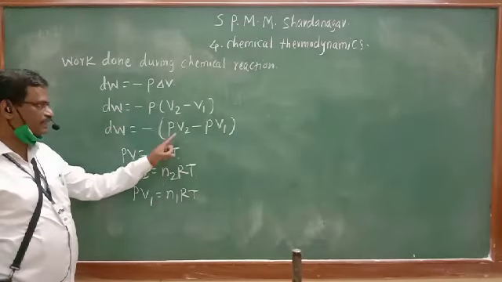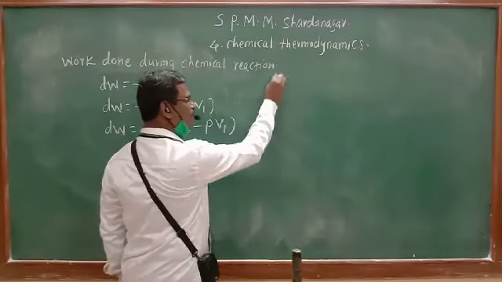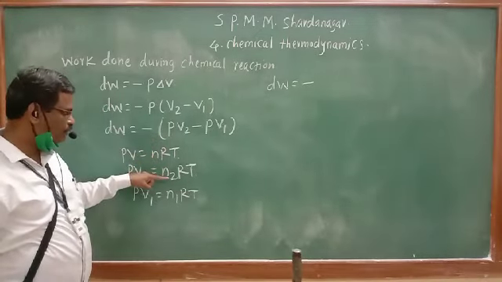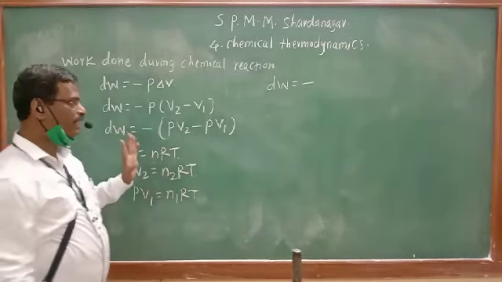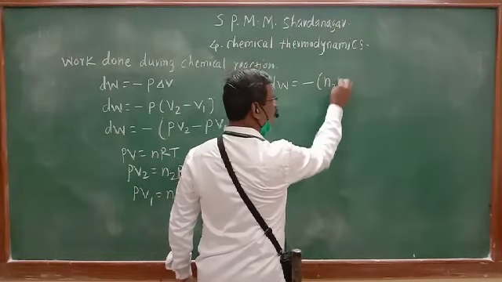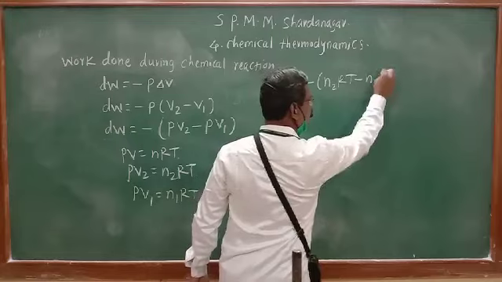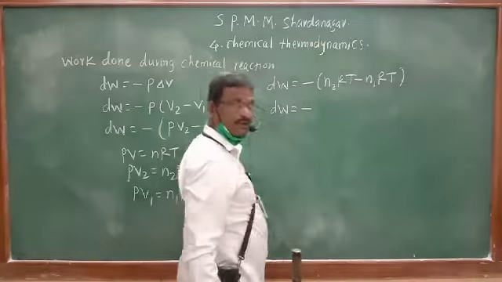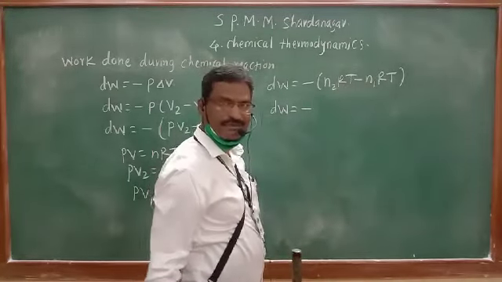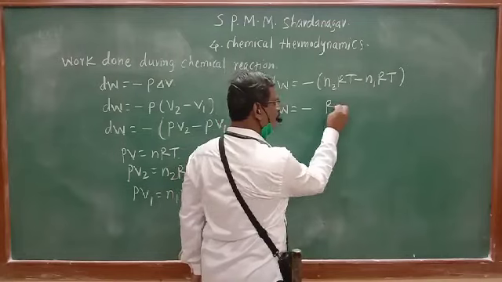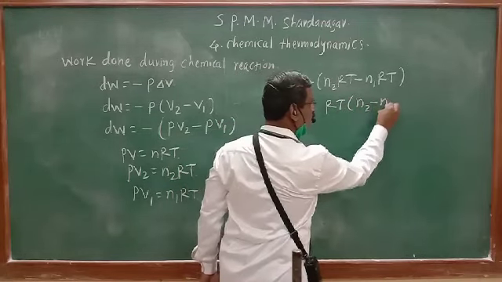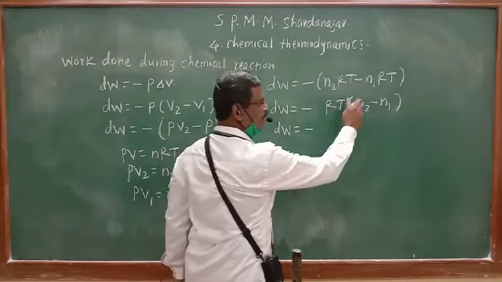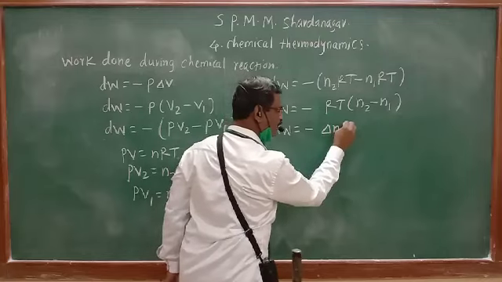So substituting these equations over here, this equation now becomes dW is equal to minus, this is negative sign, PV2 is N2RT, PV1 is N1RT. So minus N2RT minus N1RT. Again, what is common in between these two terms? RT. So minus RT in bracket N2 minus N1. Therefore dW will be equal to minus, N2 minus N1 is delta N, RT.